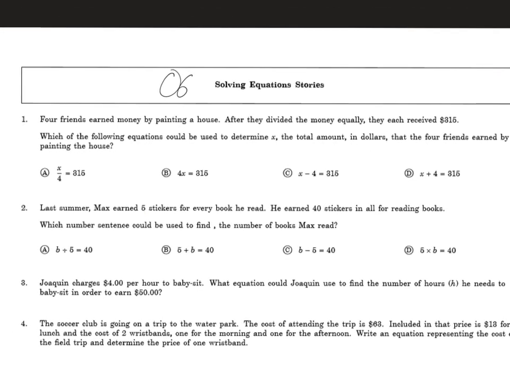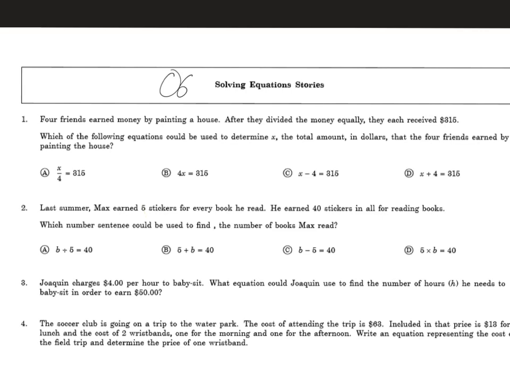Reading this very first problem, it says 4 friends earned money by painting a house. After they divided the money equally, they each received $315. Which of the following equations could be used to determine X, the total amount in dollars that the 4 friends earned by painting the houses?